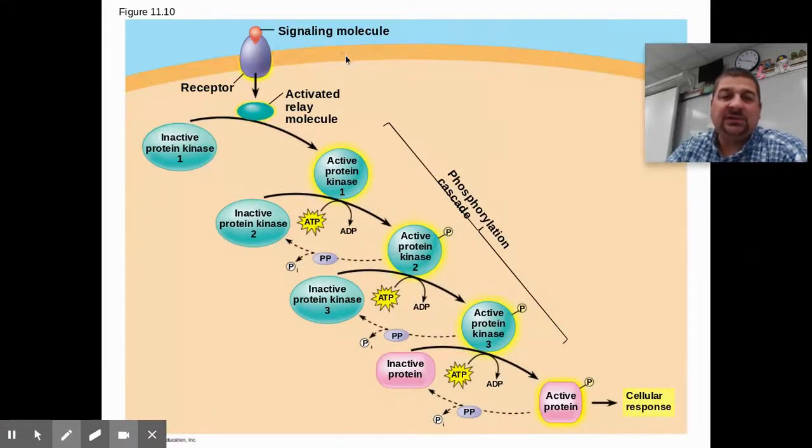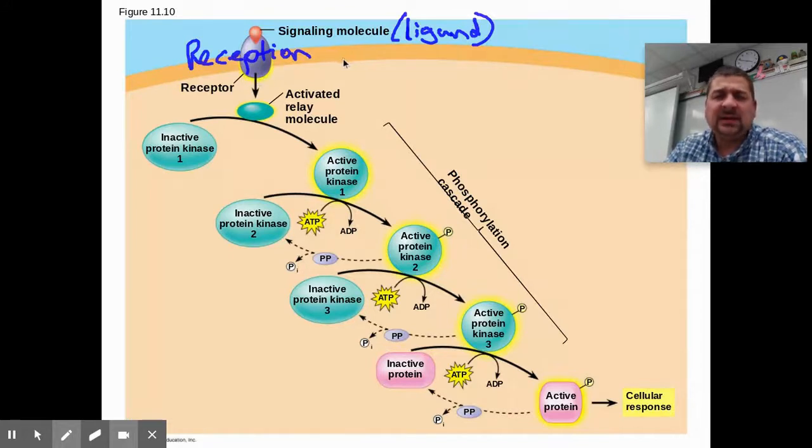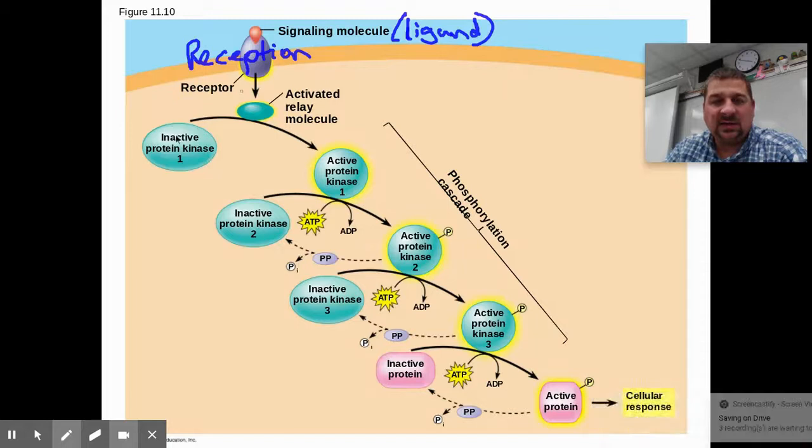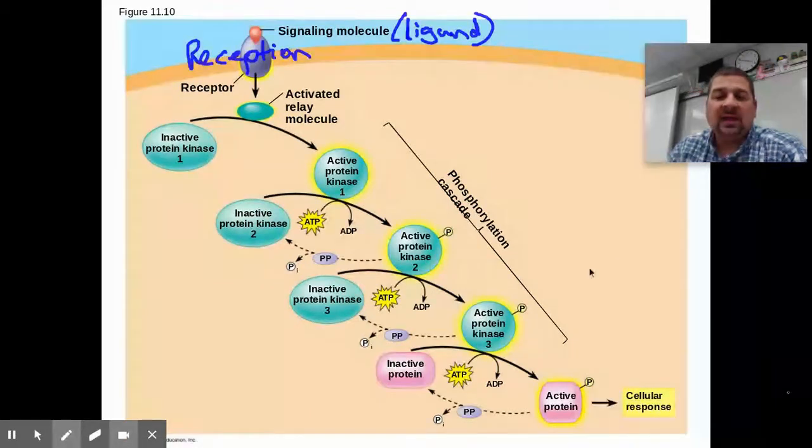This image is showing an overview of that. Up here is our reception from our ligand. When that happens, and this can be GPCRs or it can be RTKs, those both can be stimulated by a ligand to activate a kinase. So here's an inactive kinase, and it gets activated. That active protein kinase is going.